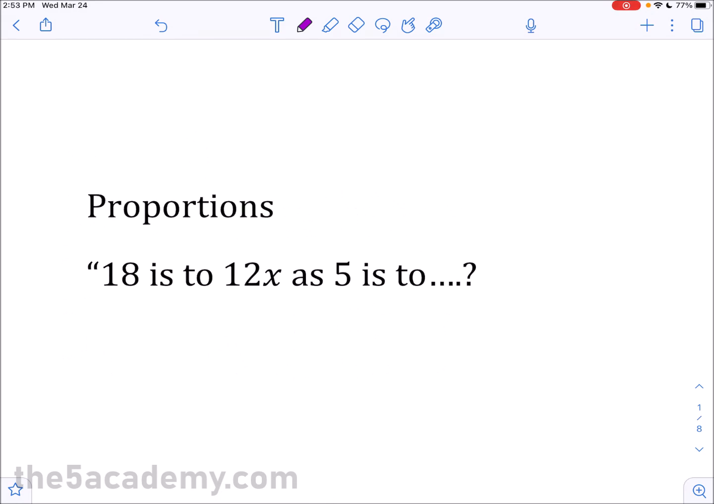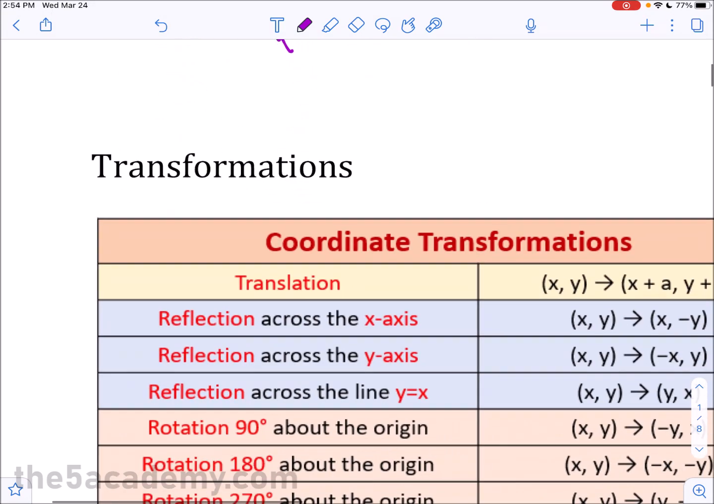Proportions, this is where you have to set up a fraction to solve for something. So the classic example is 18 is to 12x as 5 is to something. So you do 18 over 12x equals 5 over something, and that's something right there. You just solve for the question mark and get your answer.